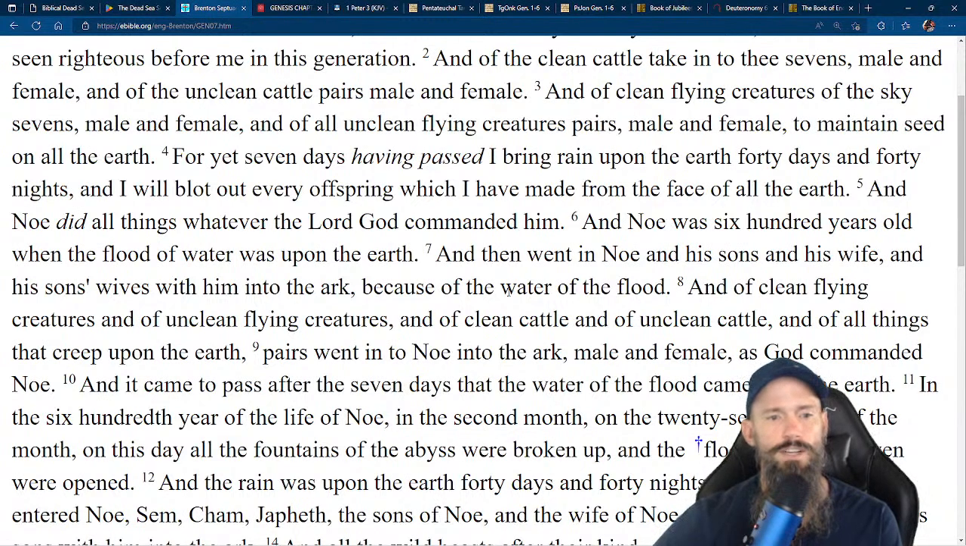And it came to pass after 7 days that the water of the flood came upon the earth, in the 600th year of the life of Noah, in the 2nd month, on the 27th day of the month. On this day all the fountains of the abyss were broken up, and the floodgates of heaven were opened.